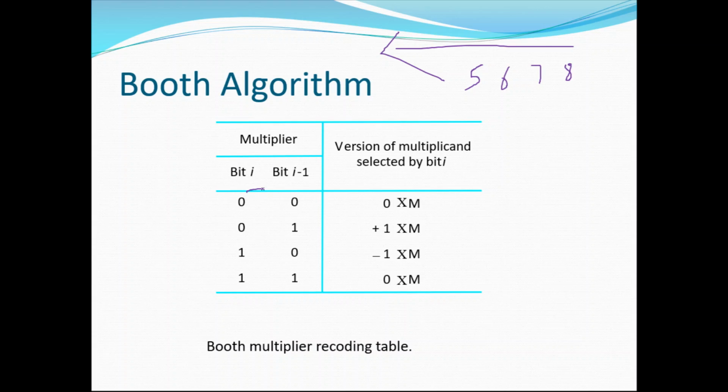If it is 0 0, it will be replaced with 0 into multiplicand. If it is 0 1, plus 1 into multiplicand. If it is 1 0, minus 1 into multiplicand. If it is 1 1, 0 into multiplicand. Right? So that's it about Booth's algorithm.